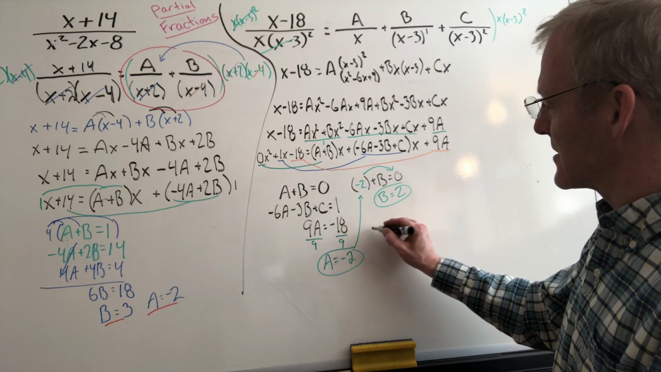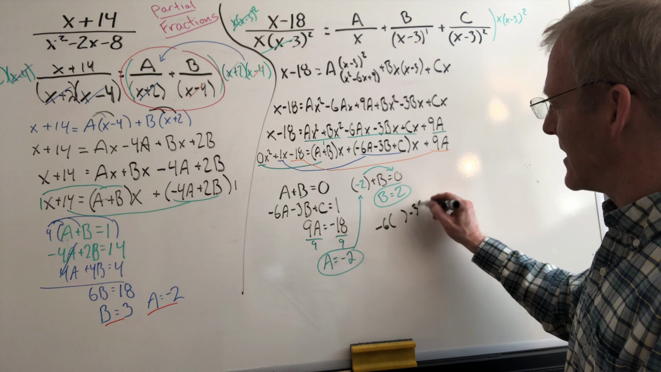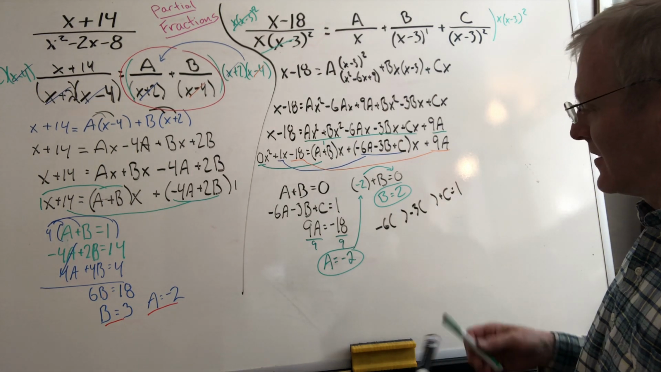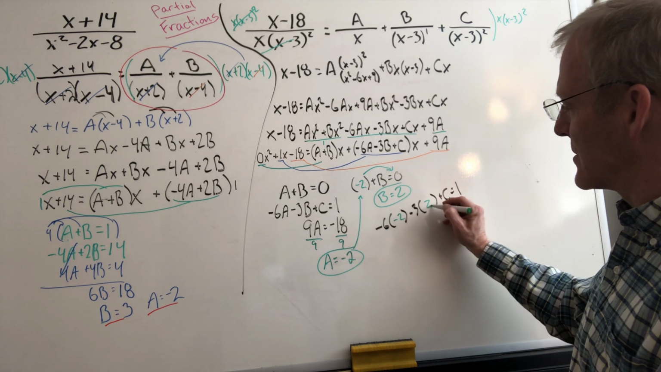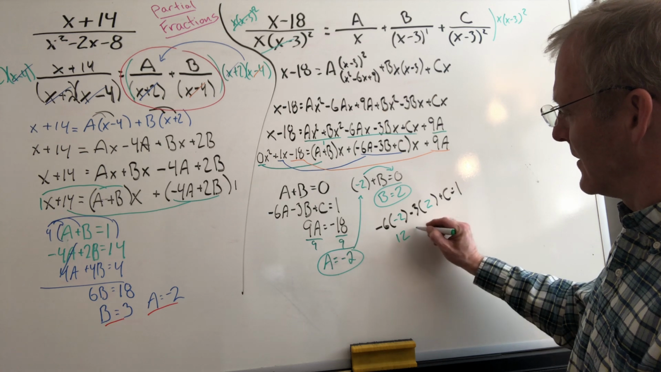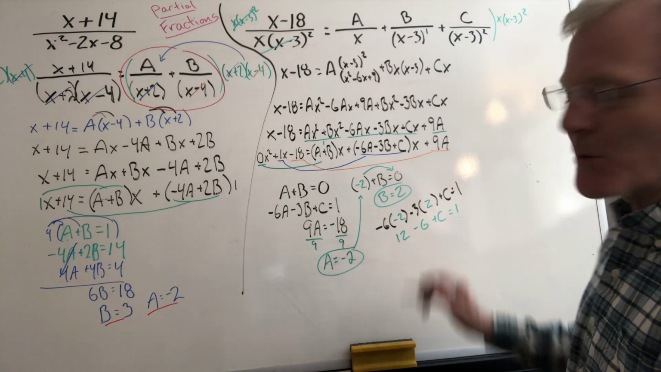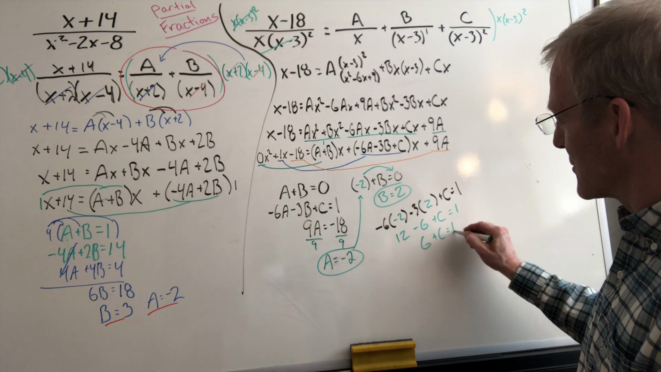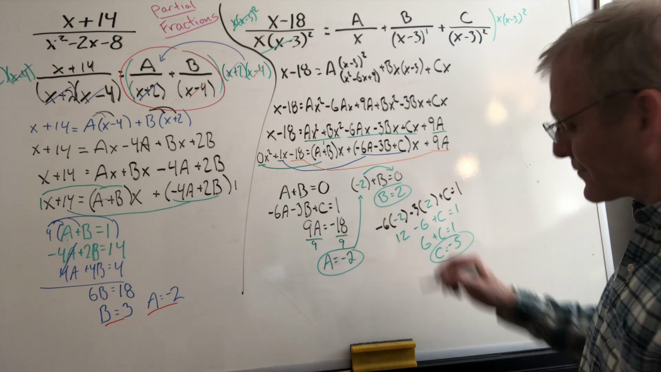And lastly, we plug it in right there. We get our last one. So let's go ahead and do this. Negative 6 times a minus 3 times b plus c equals 1. A is negative 2. B is positive 2. So we get 12 minus 6 plus c equals 1. Well, 12 minus 6 is 6. We're happy there. Plus c equals 1. So c would equal negative 5.